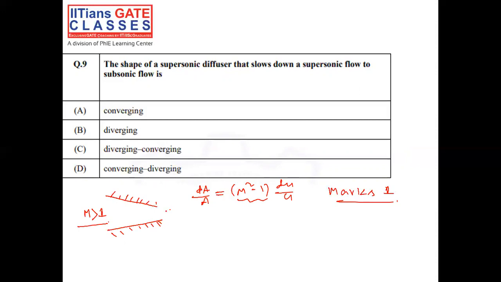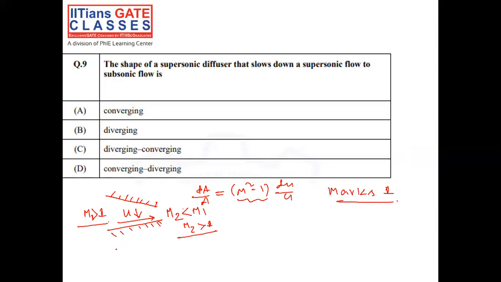So in this, u will decrease, and it will decelerate the flow, but the flow at the discharge will still be supersonic. If we see, this is M2 and this is M1, so M2 is always less than M1, but it is still supersonic, so M2 is greater than 1. Okay. So this is not the correct option.